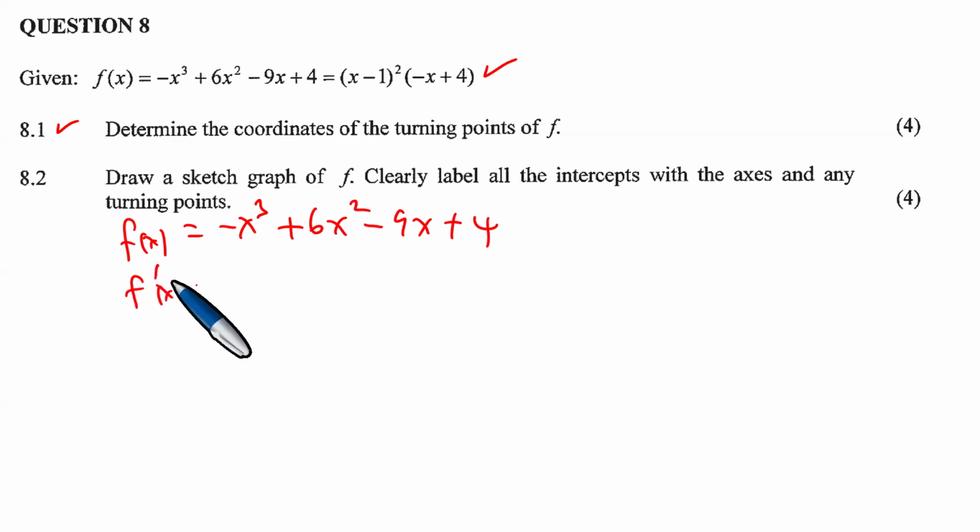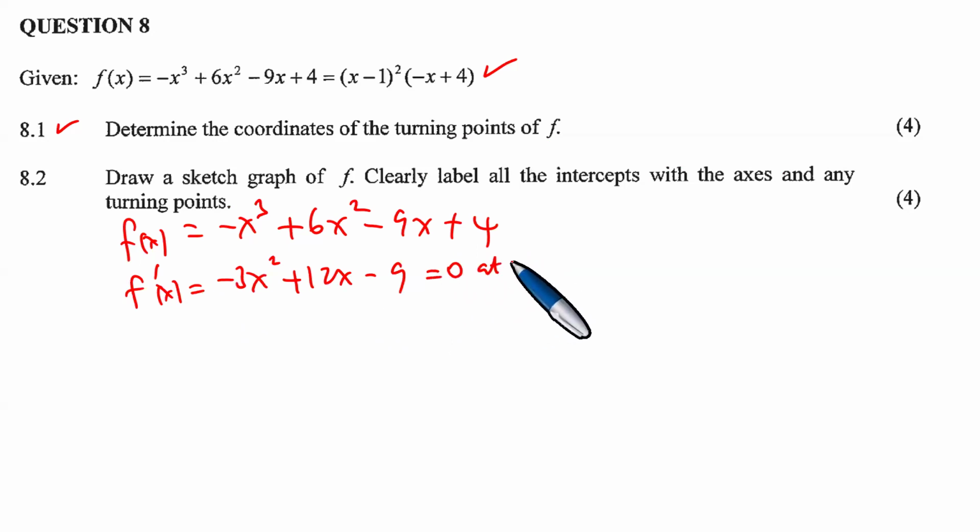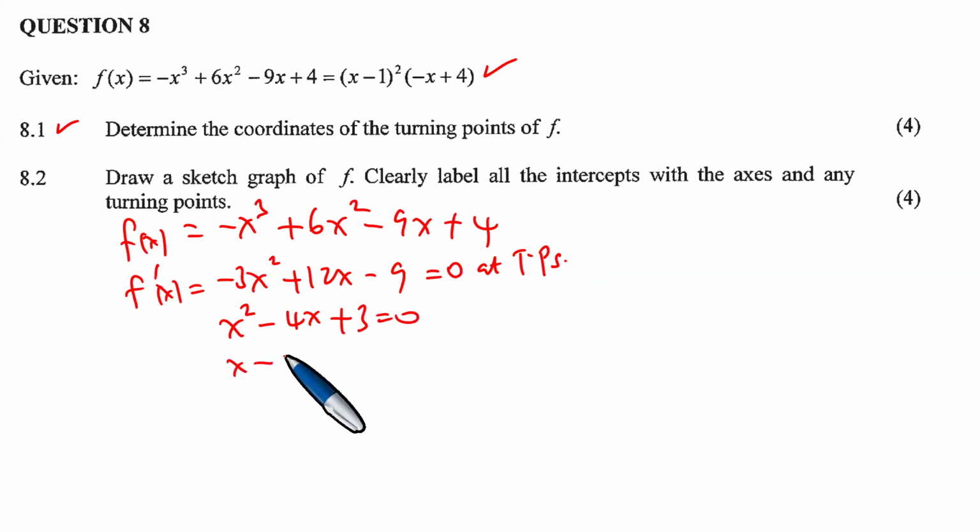Let's find the derivative: minus 3x squared plus 12x minus 9. At the turning points, this is equal to 0. Now we divide through by negative 3, giving us x squared minus 4x plus 3 equals 0, which means (x minus 3)(x minus 1) equals 0, so x is 3 or x is 1.